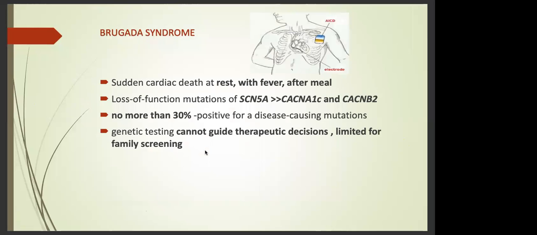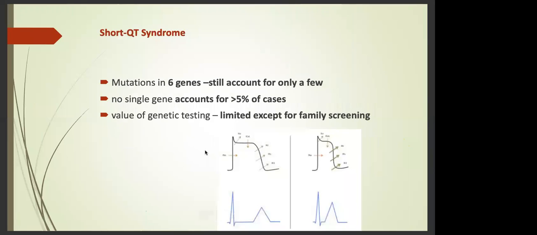So, why are we so interested in Brugada syndrome? Because it can literally lead to death, whether someone is at rest, has a fever, or has had a meal, and there is a history of sudden cardiac death. As I already said, it is associated with loss of function mutations of SCN5A, CACNA1C, or CACNB2. In fact, no more than 30% are positive for disease-causing mutations, and genetic testing cannot guide therapeutic decisions; it is mostly limited to family screening.